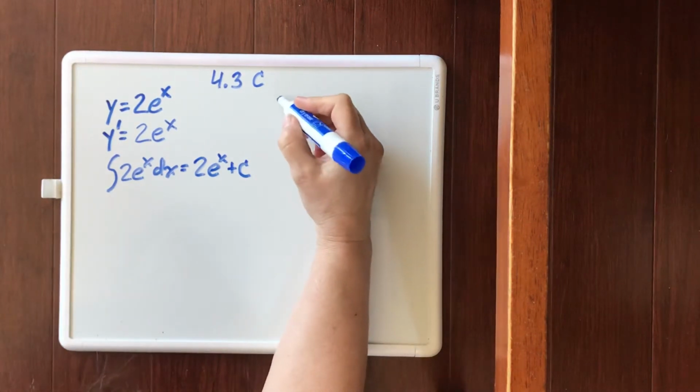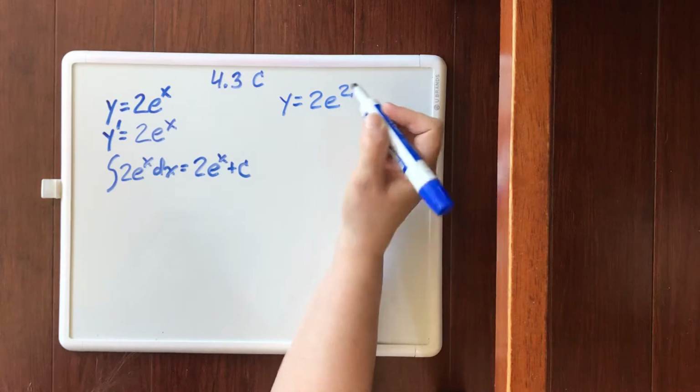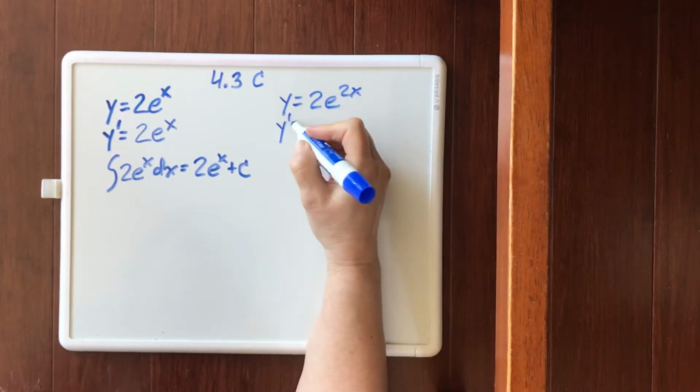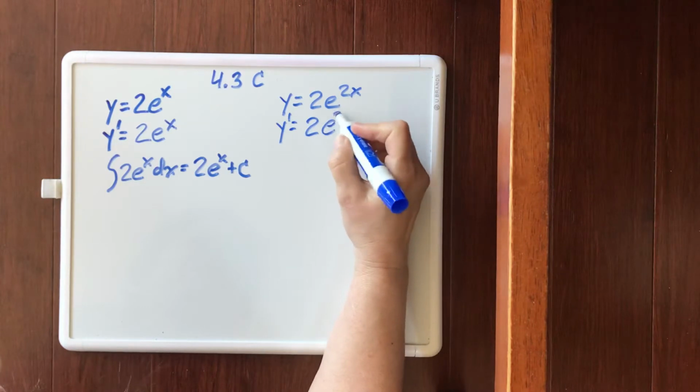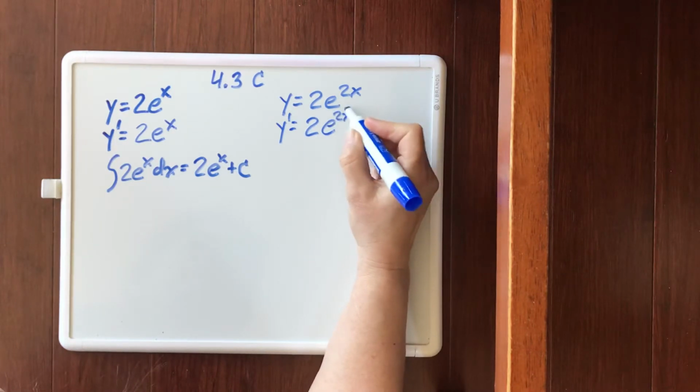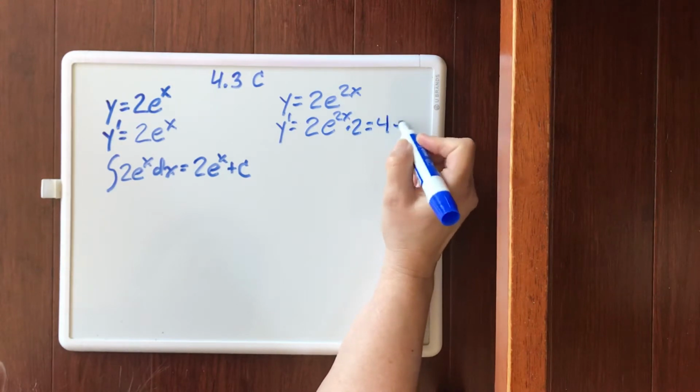Okay. We also know if y equals e to the 2x, then y prime is e to the 2x, and then we take the derivative of 2x, which is times 2, which gives us 2 e to the 2x.